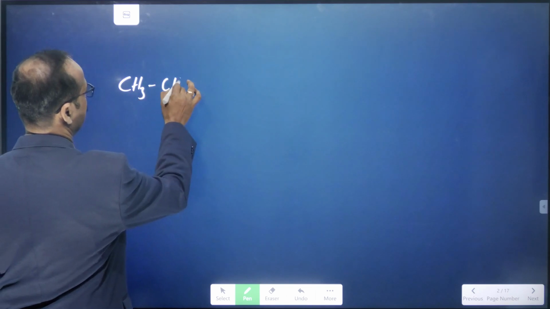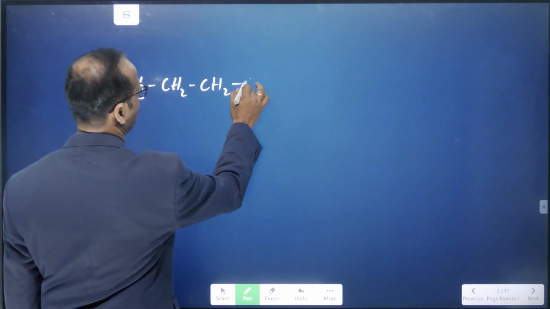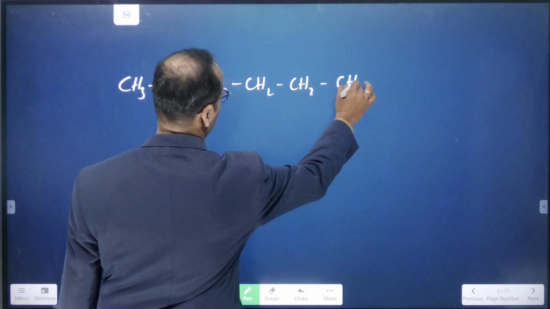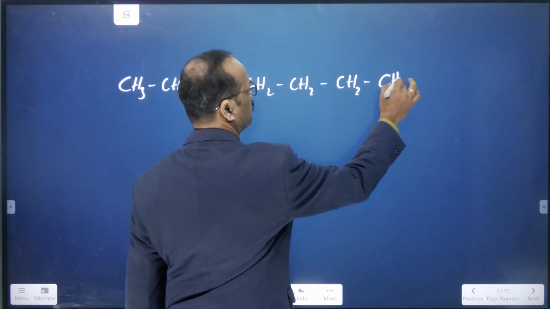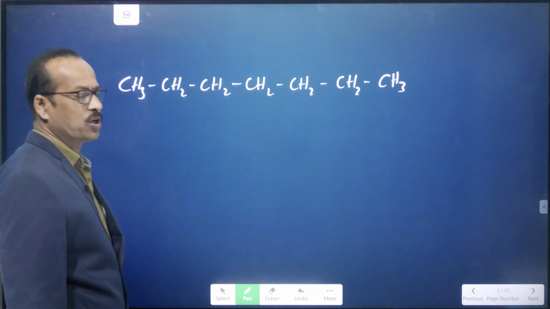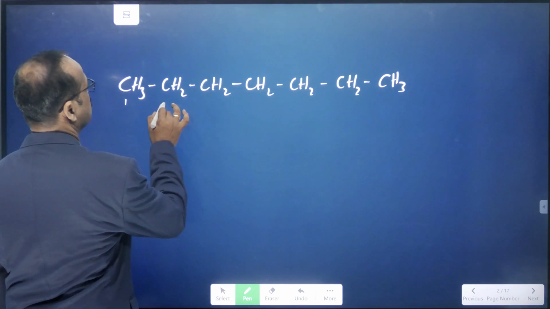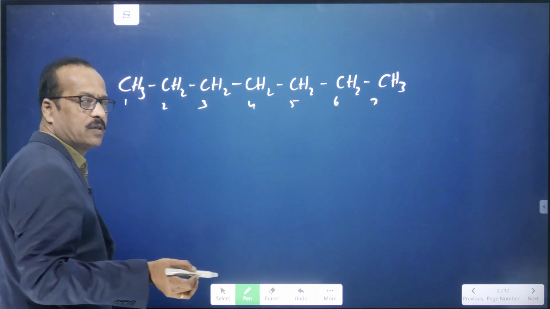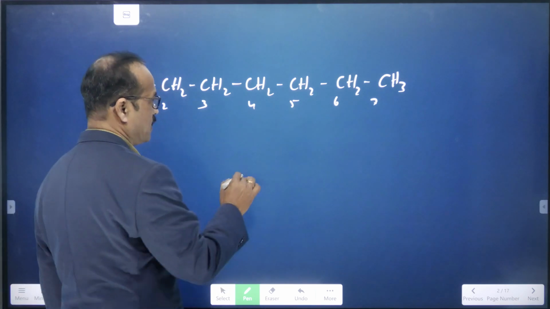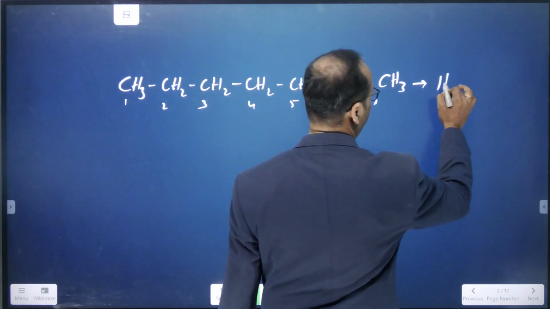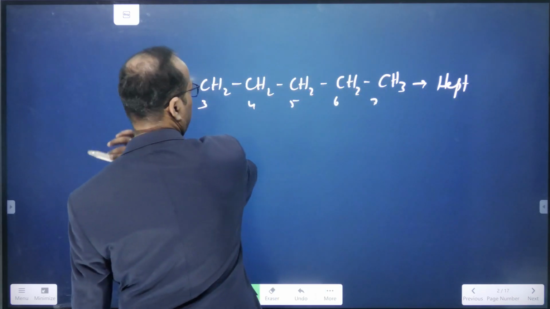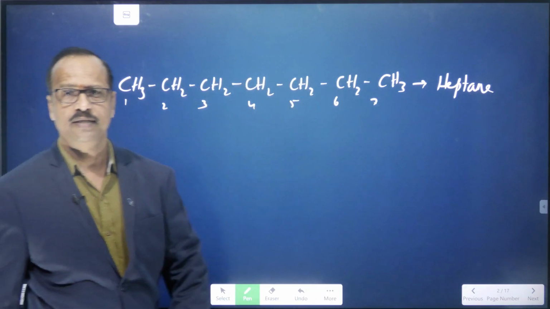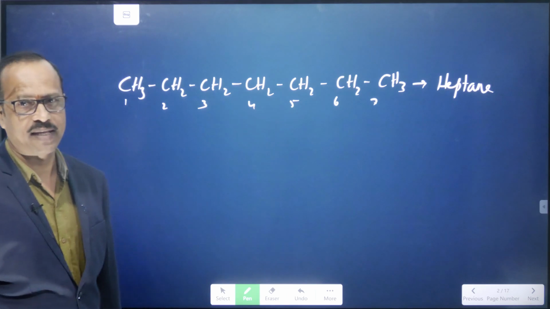Now I'm increasing the chain: CH3, CH2, CH2, CH2, CH2, CH2, CH3. What's the name of this one? You count again: 1, 2, 3, 4, 5, 6, 7. For seven, the root word is hept, and all single bonds are there. So the name of this one is heptane. These are the simple alkanes.